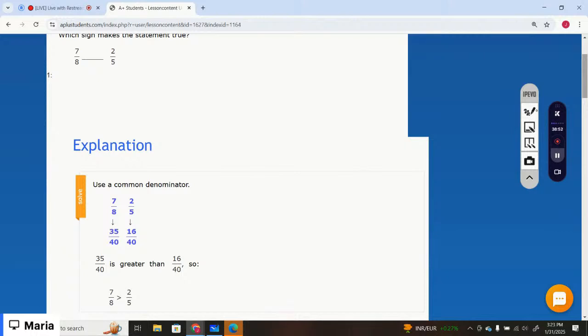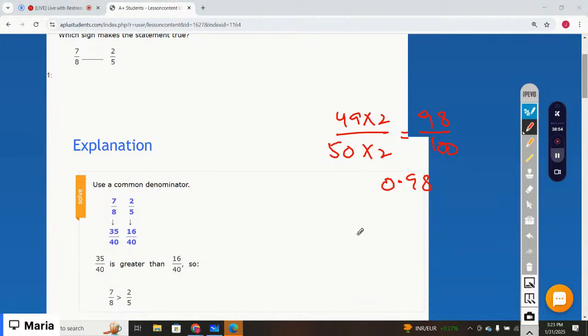So the denominator is 40, the common denominator. 8 times 5 is 40. So you have to make both denominators equal to 40. So you have to multiply this fraction by 5. 7 times 5 is 35 and 8 times 5 is 40. And multiply the other fraction by 8 because 8 times 5 is 40. That is 16 over 40. So denominators are the same, you have to compare the numerators. 35 is greater than 16. So 35 over 40 is greater than 16 over 40. So that means 7 over 8 is greater than 2 over 5. Got it?